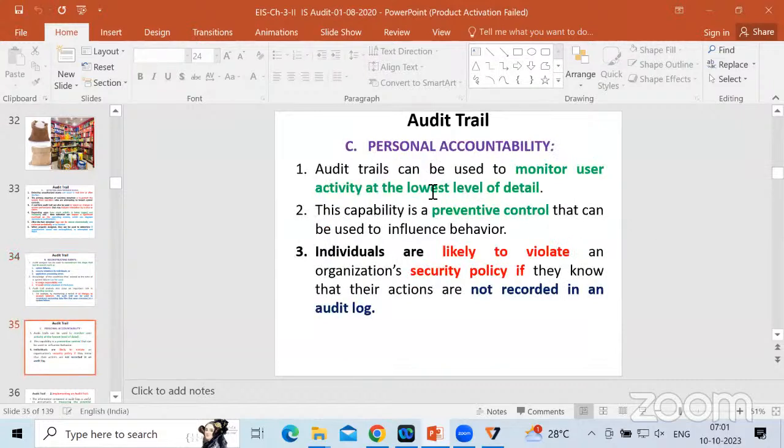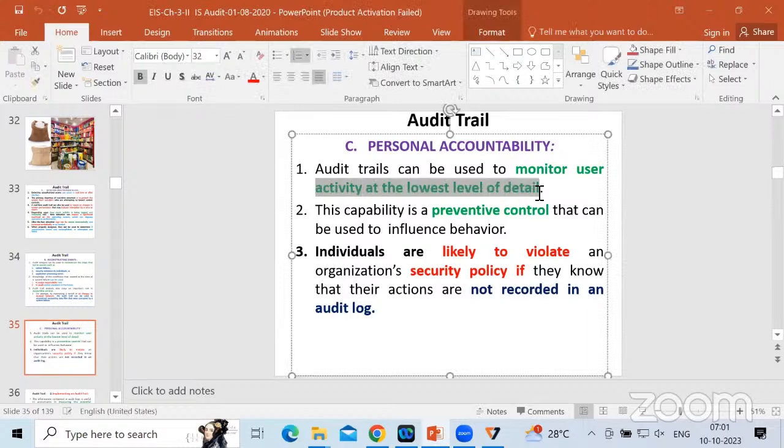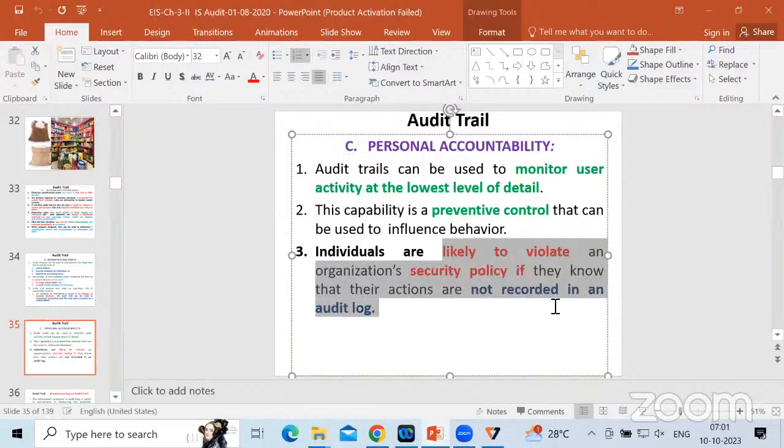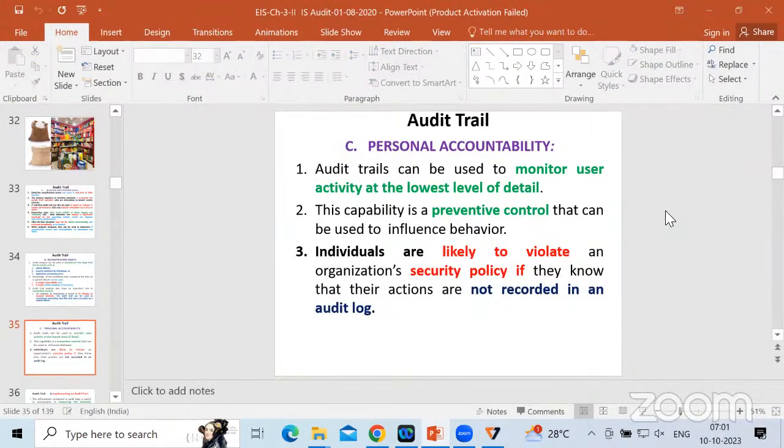Last one, personal accountability. The audit trails can be used to monitor the activity at the lowest level of detail. Its main use, if it is used as a preventive control, MCQ, audit trail is a preventive control. Individuals are likely to violate the security policy if they know that their actions are not recorded in an audit log. So if there is no CCTV camera, a thief can easily come.